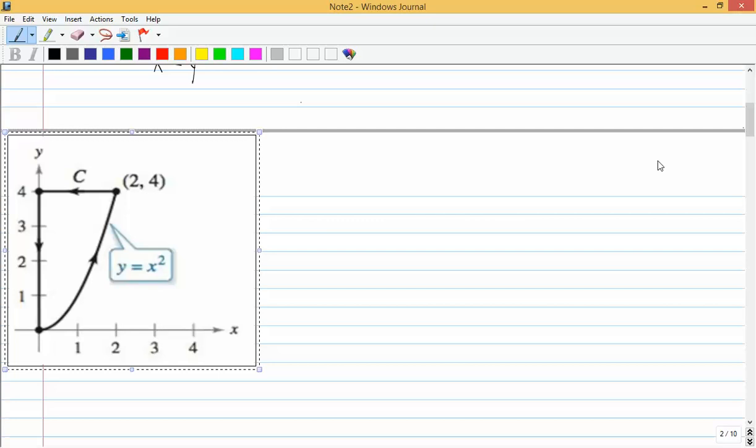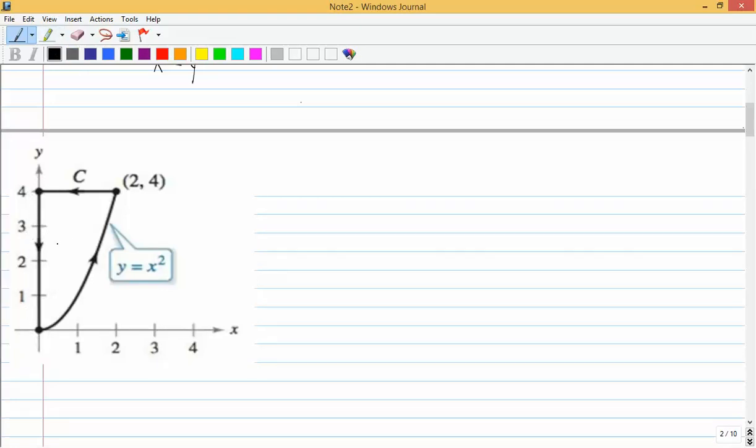Alright, so I'm just thinking about these different equations we have here. I know this equation right here, this one up and down, is x equals 0. This line here is y equals 4, and then we have y equals x squared there. How many equations do we need to have? 3. We need to have 3, because we have 3 different curves.